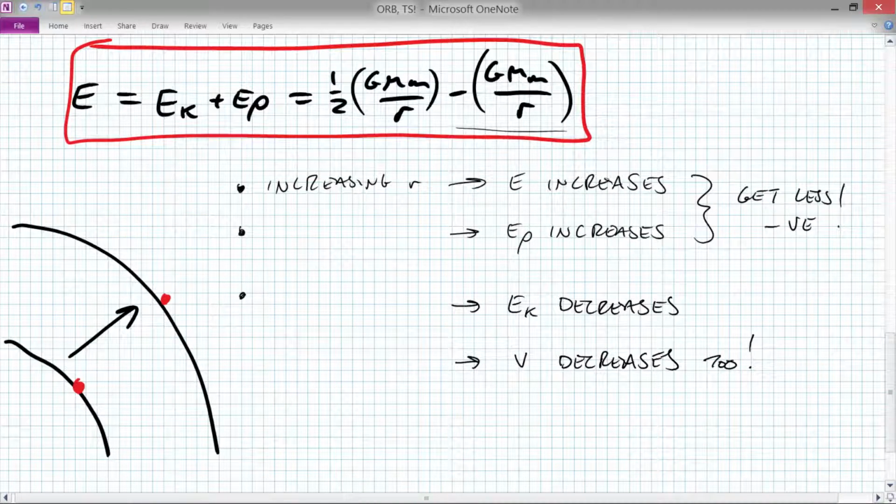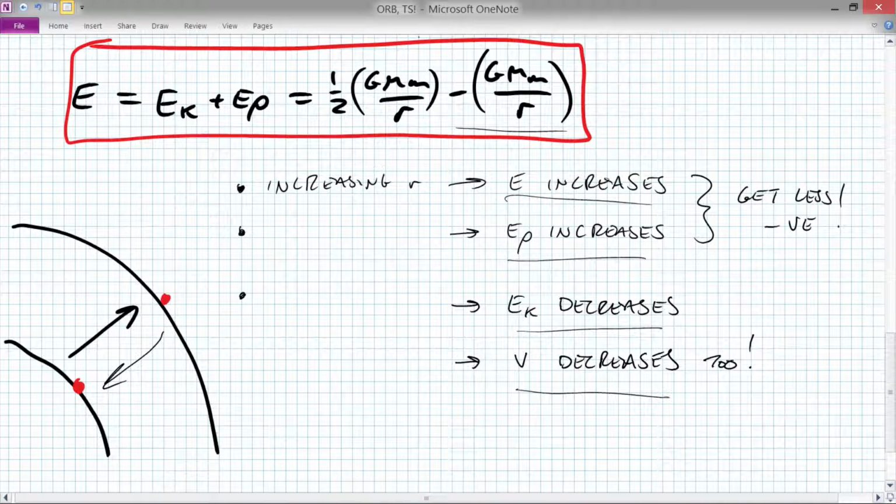And vice versa, if I drop down to a lower orbit, my EK is going to increase, which means I speed up. I'm going to move through some potential to a lower equipotential, so my potential energy is actually going to decrease, it's getting more negative, and therefore my total energy decreases, it's more negative.